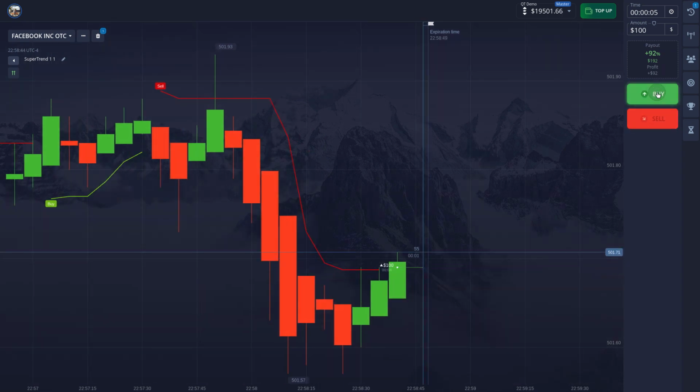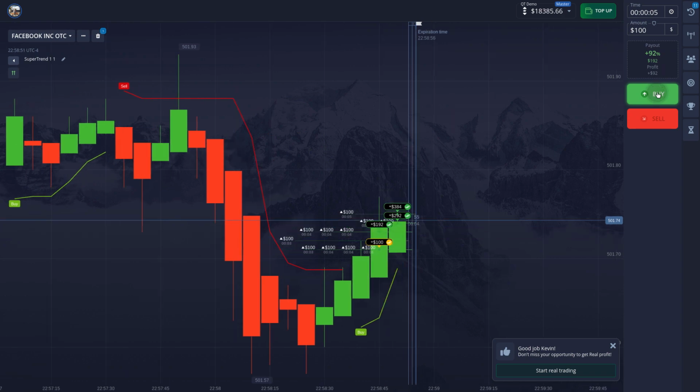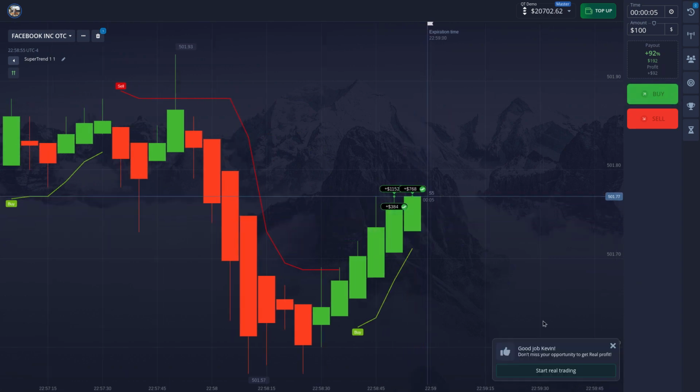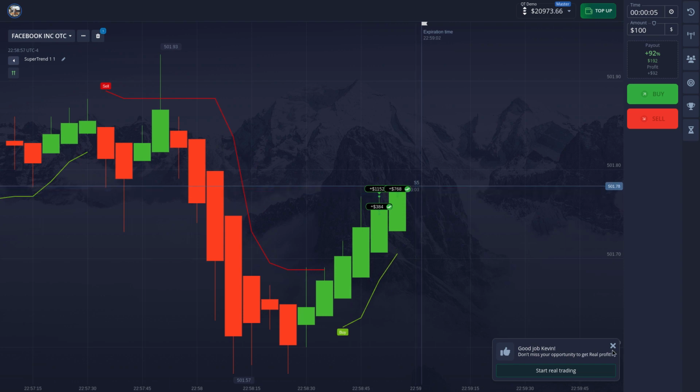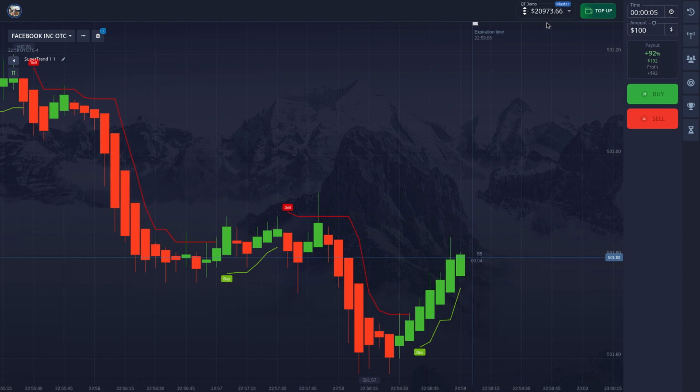Starting to get a little bit of something here. We bought 7. Now we're going to wait for the level and buy 7 more. See if we can get a push through. And we did get a push through. Okay, so this is demo account. We're going to end at 20,973.